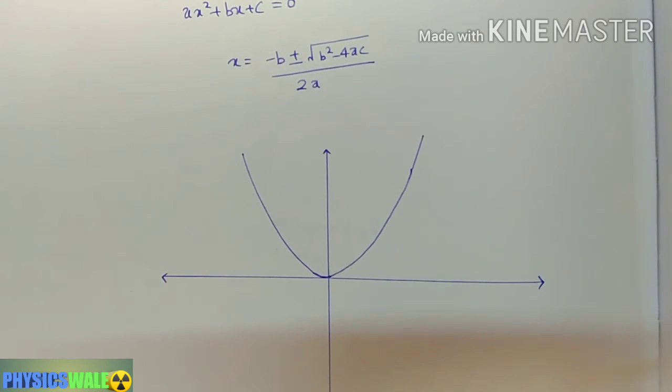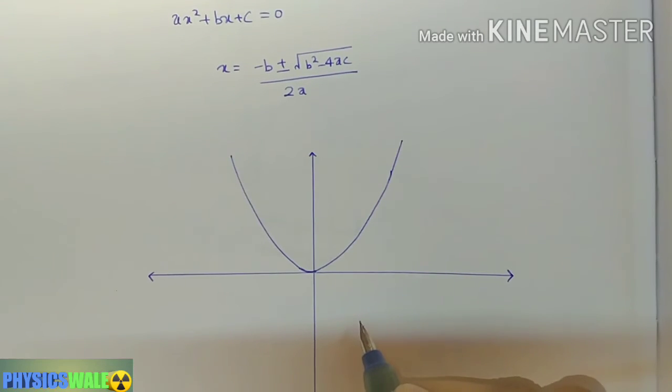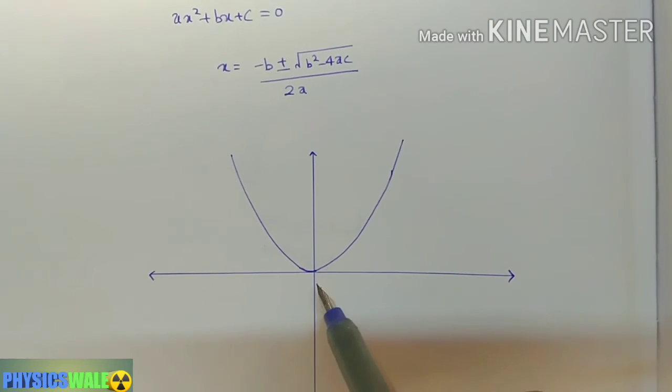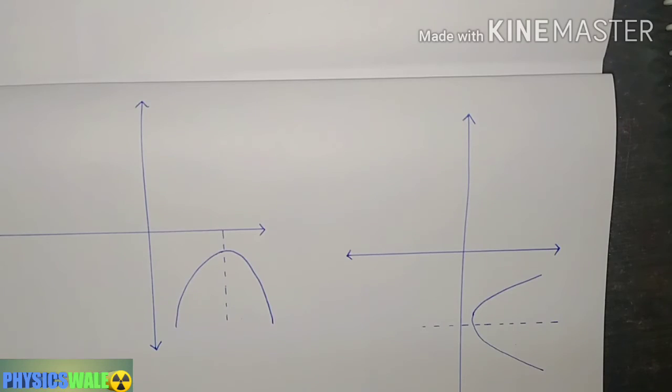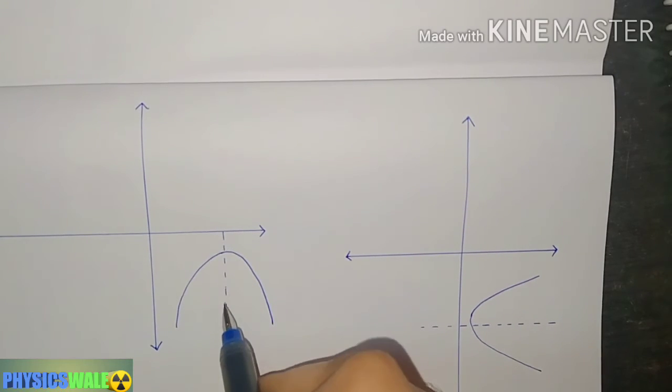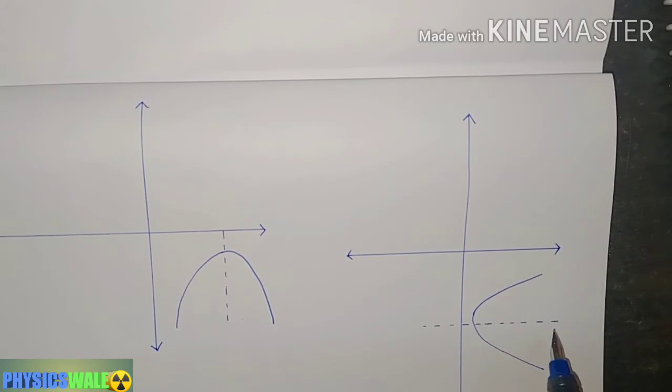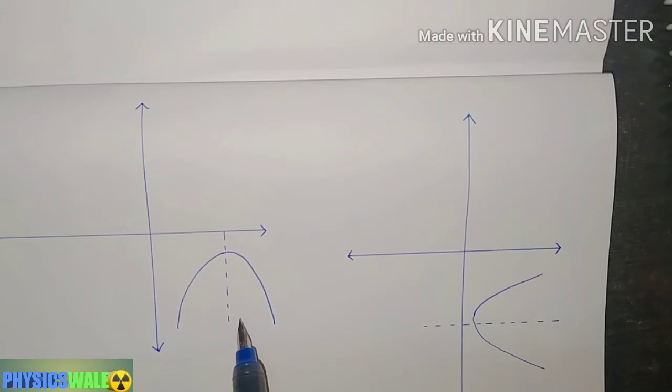The graph of a quadratic equation is a parabola. This is a parabola. A parabola is divided in the middle by a line into two symmetrical halves. In this case, the line is the y-axis. But the line need not always be the y-axis. Actually, the line which divides the parabola into two symmetrical halves is known as the axis of symmetry.